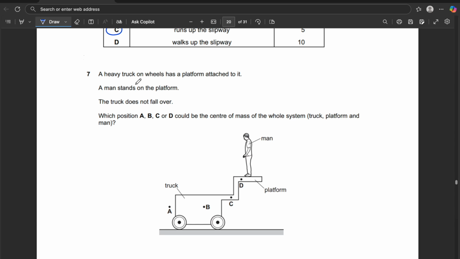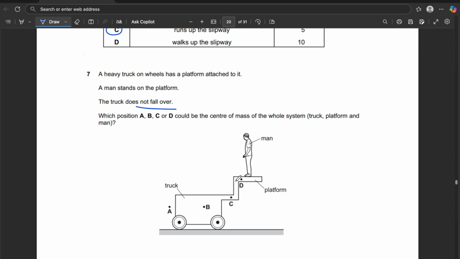Okay. A heavy truck on wheels has a platform attached to it. A man stands on the platform. The truck does not fall over. Which position A, B, C, or D could be the center of mass of the whole system? Truck, platform, and man.